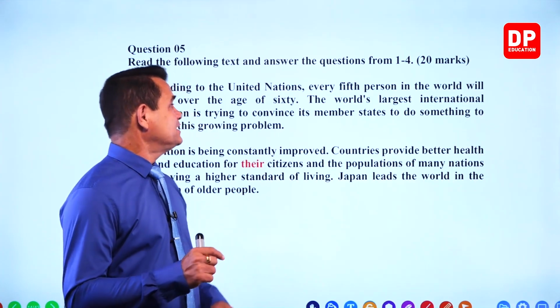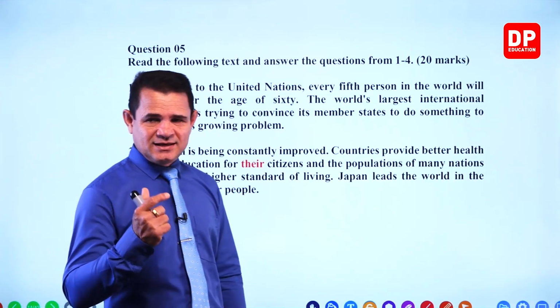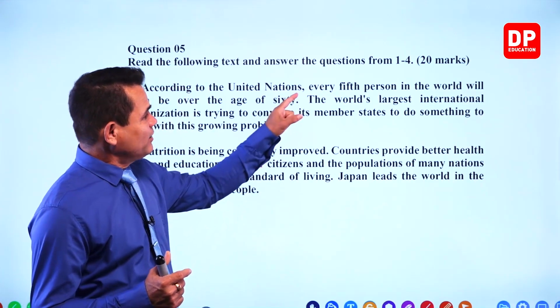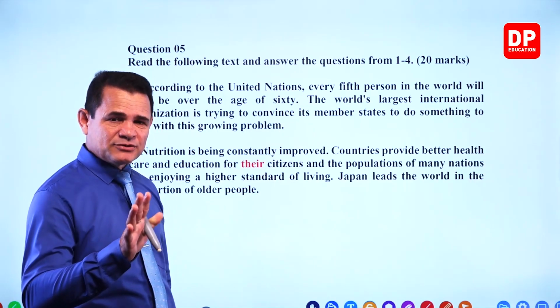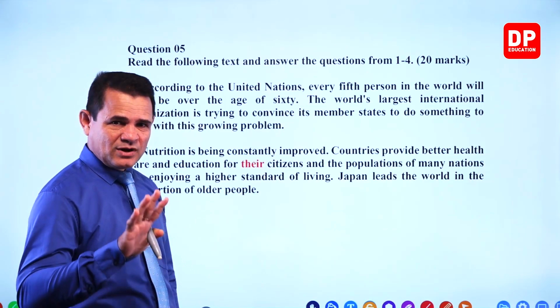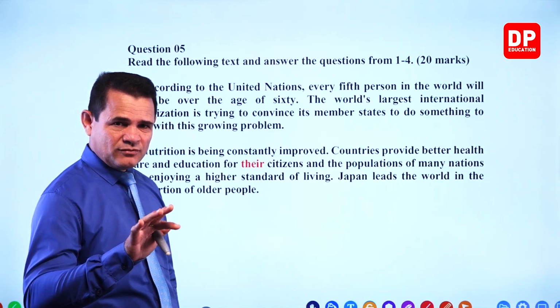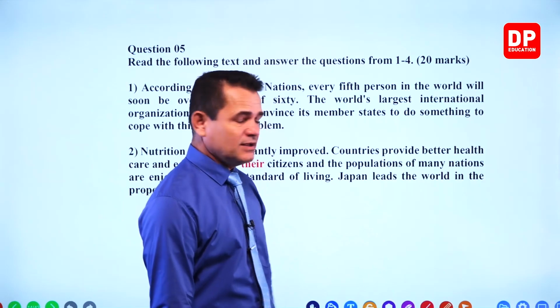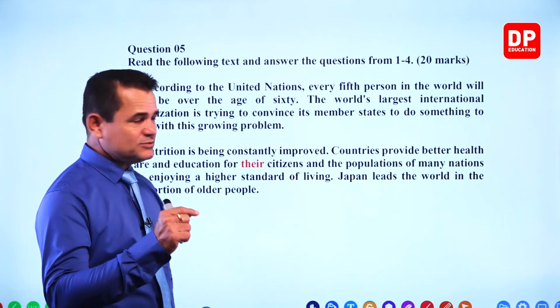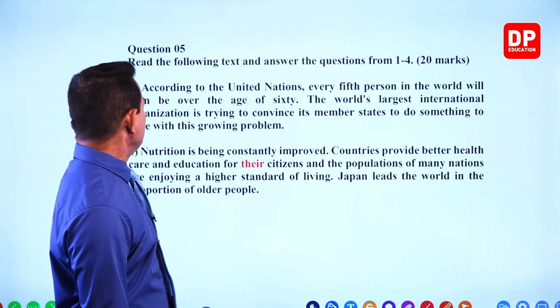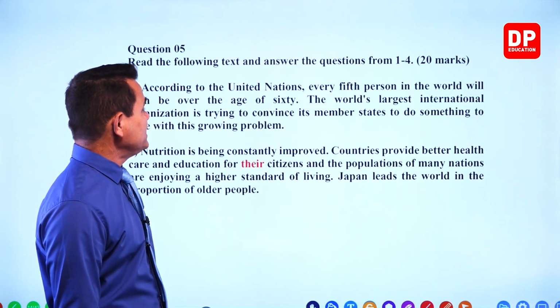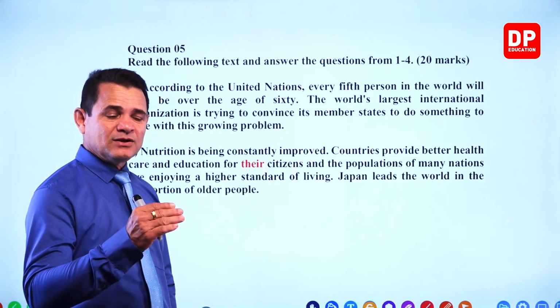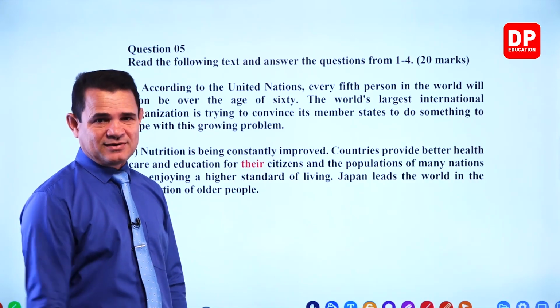According to the United Nations, every 5th person, if you count from 1 to 5, 1, 2, 3, 4, 5, the fifth, every 5th person in the world, okay, will soon be over the age of 60.